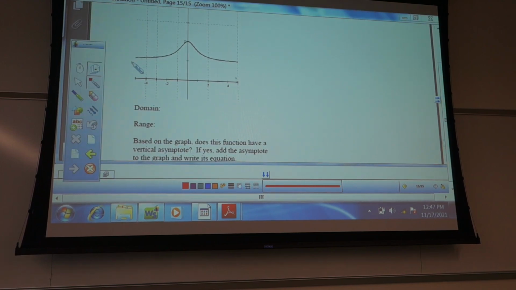See if I have any asymptotes. I feel like there's an asymptote here. I'm going to draw in what I think is an asymptote. So if I look at the domain, what's the furthest left it goes, what's the furthest right it goes, are there any holes? Are there any spots where it can't be? And then for our range, what's the lowest it goes, what's the highest it goes?